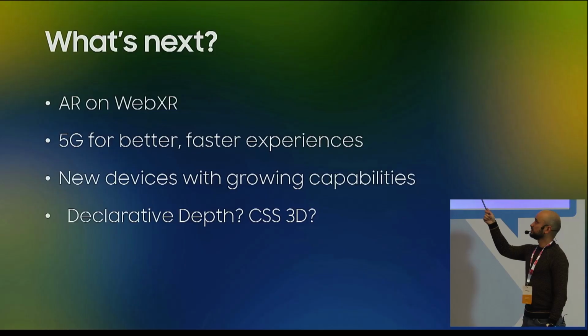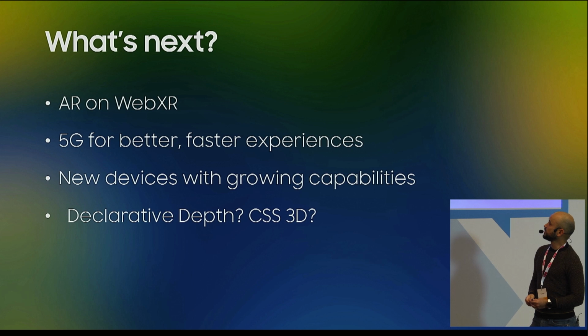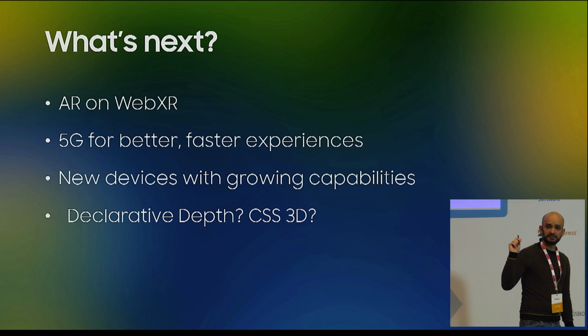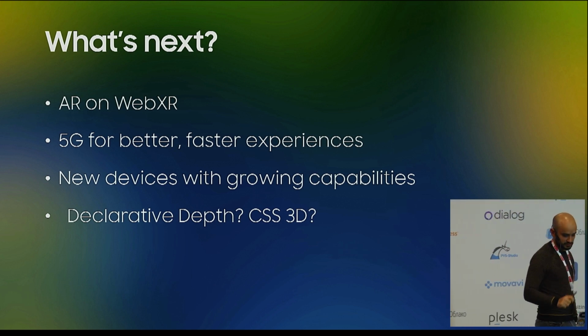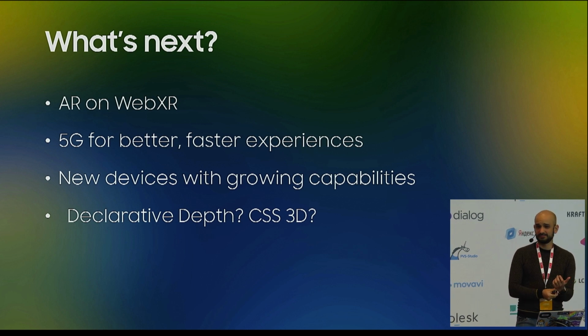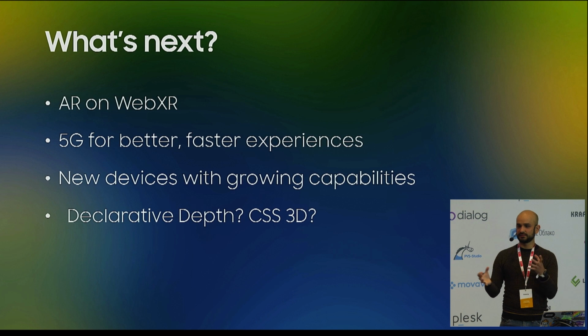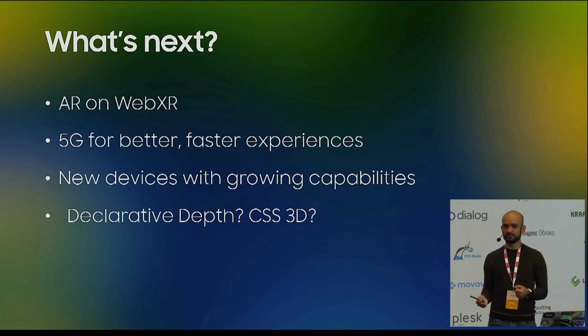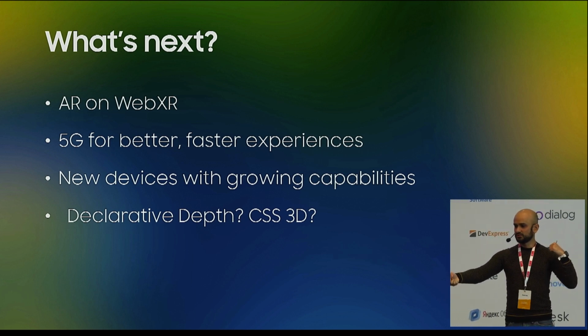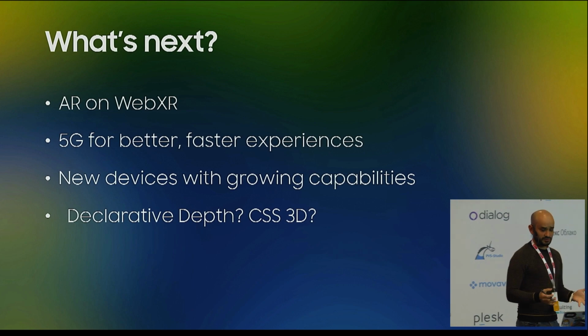And what's next, before we go into just some quick code? AR on WebXR is coming in a second revision. We have 5G coming for a better, faster experience, and this is going to be key for latency, especially if we want to do multi-user experiences. And we have new devices with growing capabilities. That's why at the beginning I said 3 degrees, 6 degrees of freedom is kind of relative and changing now, because now we have headsets that are 6 degrees, playing well with controllers that are 3 degrees, so just make sure that your experience is progressively enhanced. And thinking about declarative depth, that is something that might be coming soon as well.